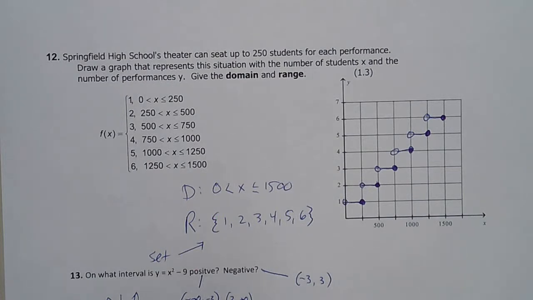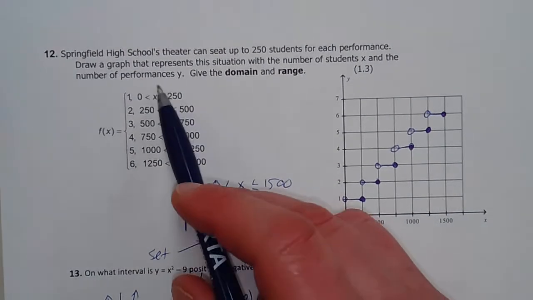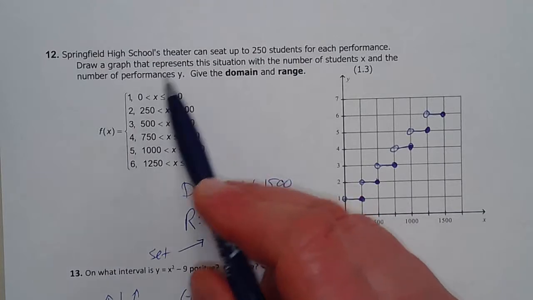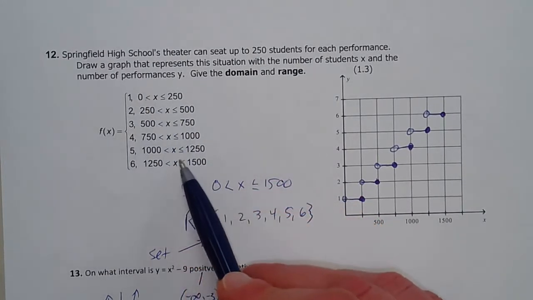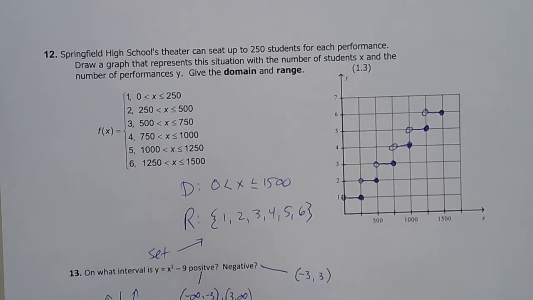Also, as for domain and range, domain, we just look at it. Domain's literally right here. We just need to write it. So it's pretty much everything from 0 to 1500, not including 0, but yes, including 1500.